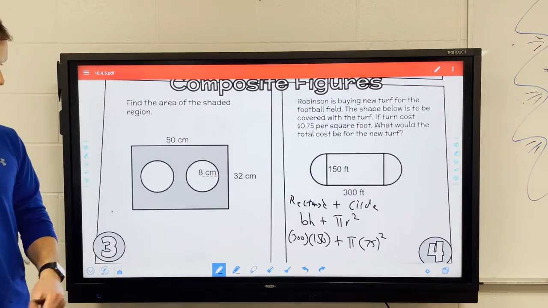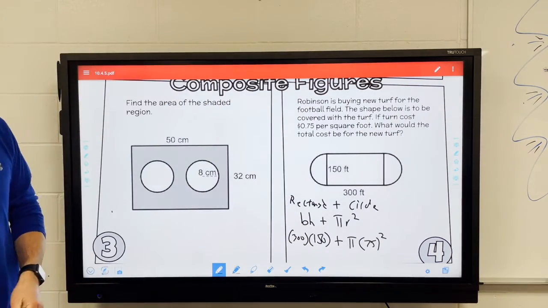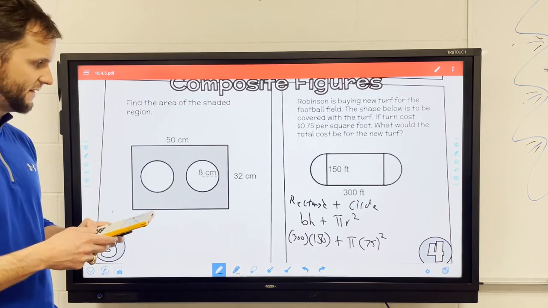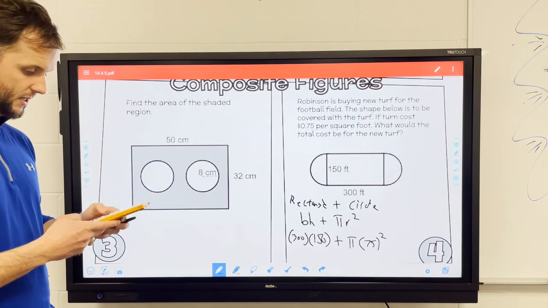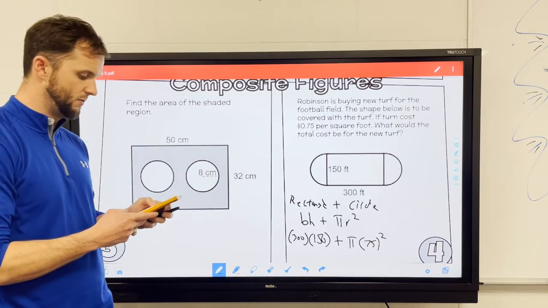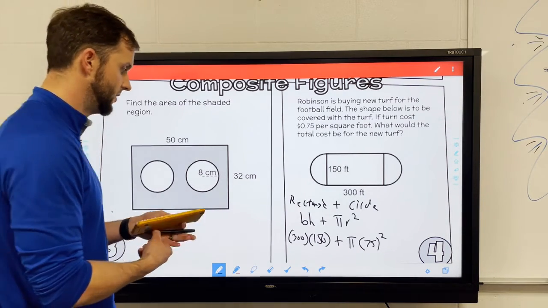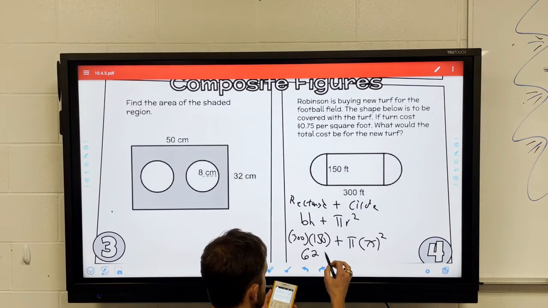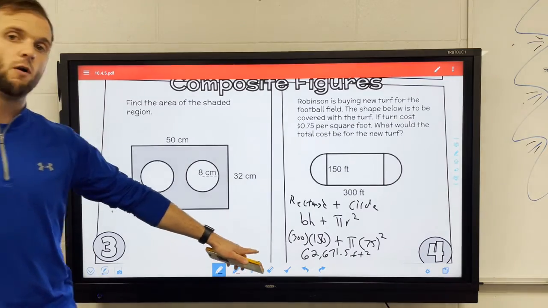So now, ladies and gentlemen, I'm going to multiply these to get the area of my rectangle and the area of my circle, and add them together to get my total area. So 300 times 150 is going to give you 45,000, and then 75 squared times pi is going to give me 17,671, and I'm just going to add those together to get my total area. So right now, the total area of my football field is going to be 62,671.5, and that's feet squared.